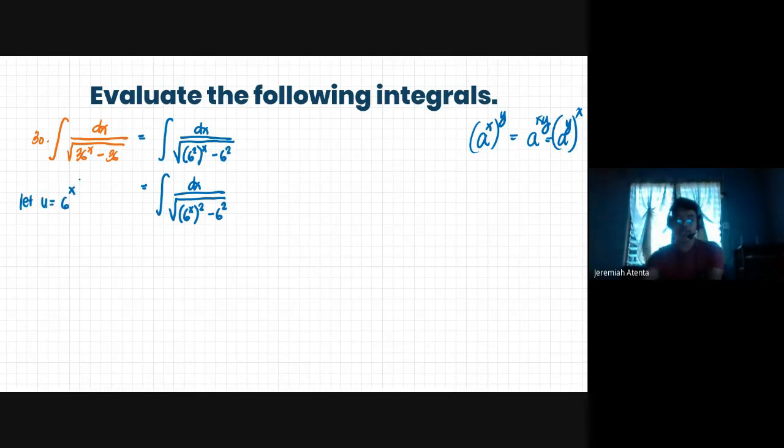Ayan. So, ano yung ililet u natin dito? 6 to the power of x. Very good. 6 to the power of x. So, it will follow that du is equal to, what is the derivative of 6 to the power of x? Ano nga yung derivative niya? May over ba yun? Ay, integral yata yung over. This is 6 to the power of x ln 6. Am I right?